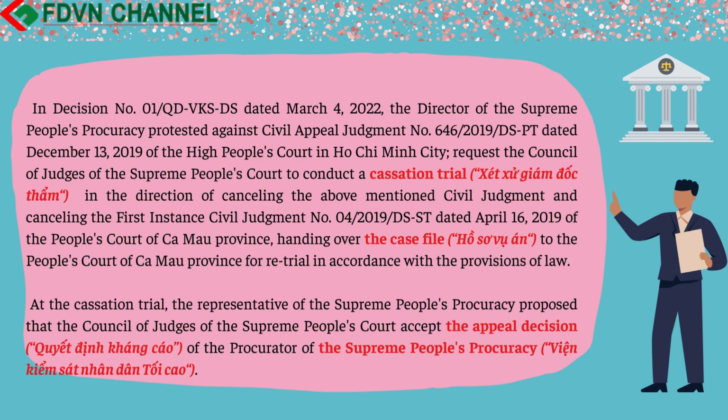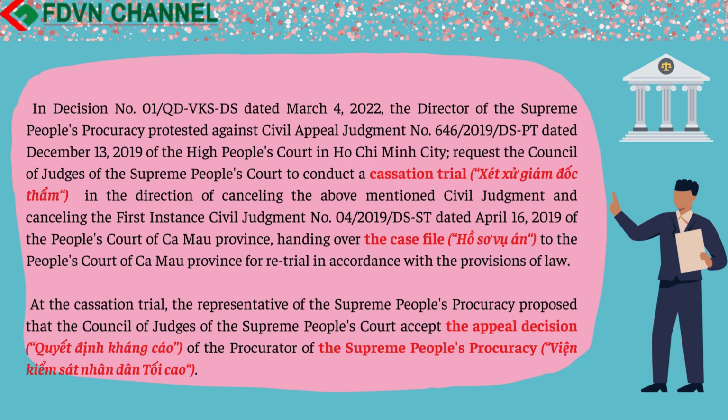In decision number 01/QDKNGDT-VKSNDTC, dated March 4, 2022, the Director of the Supreme People's Procuracy protested against Civil Appeal Judgment number 646/2019/DSPT, dated December 13, 2019, of the High People's Court in Ho Chi Minh City, requesting the Council of Judges of the Supreme People's Court to conduct a cassation trial in the direction of cancelling the above-mentioned civil judgment and the first instance civil judgment number 04/2019/DSST, dated April 16, 2019, of the People's Court of Ca Mau Province, and handing over the case file to the People's Court of Ca Mau Province for retrial in accordance with the provisions of law.